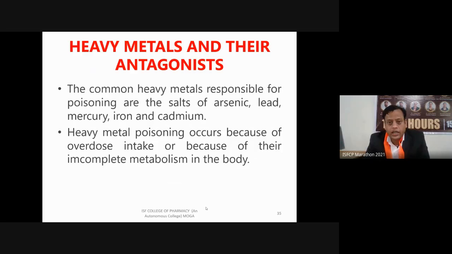Next is heavy metals and their antagonists. The common heavy metals, lead and mercury, are responsible for poisoning, along with salts of arsenic, lead, mercury, iron, and cadmium. These are all poisonous substances and are included under heavy metal poison. Heavy metal poisoning occurs because of overdose intake or because of their incomplete metabolism in the body. Heavy metal poisoning also produces serious effects in our body.